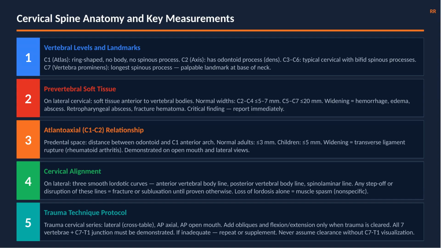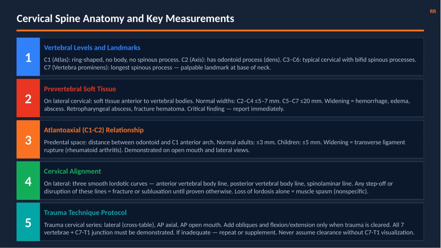The atlas. Ring-shaped, no vertebral body, no spinous process. C2. The axis has the odontoid process projecting superiorly. C3 through C6. Typical cervical vertebrae with bifid, split, spinous processes. C7. Vertebral prominence. The longest spinous process, palpable at the base of the neck.